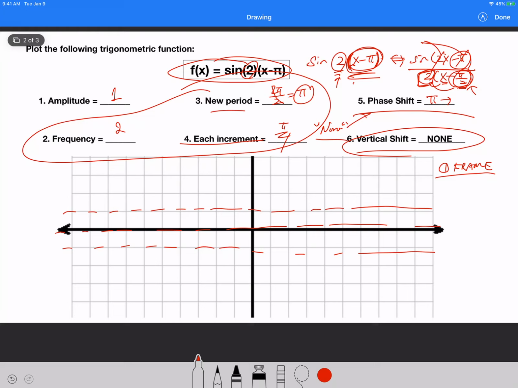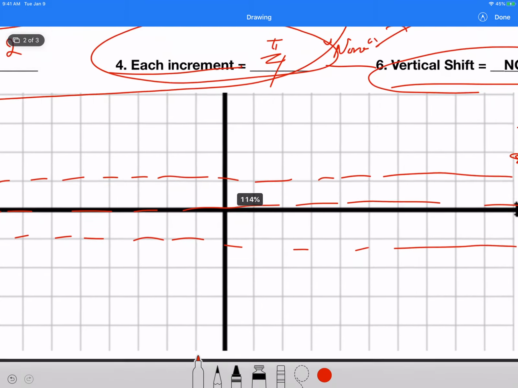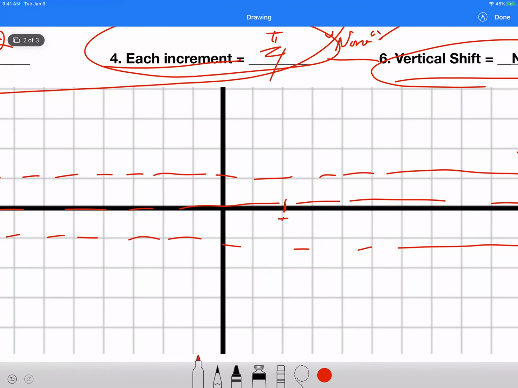And now the sine always starts with the middle, and then goes to max, and then middle for regular positive sine of x. So that is going to be my pattern going up and down per each increment of pi over 4. So I'm going to make each of these increments to be pi over 4, 2 pi over 4, 3 pi over 4, 4 pi over 4.